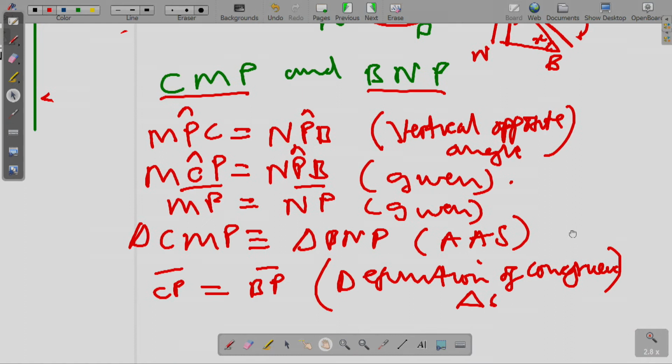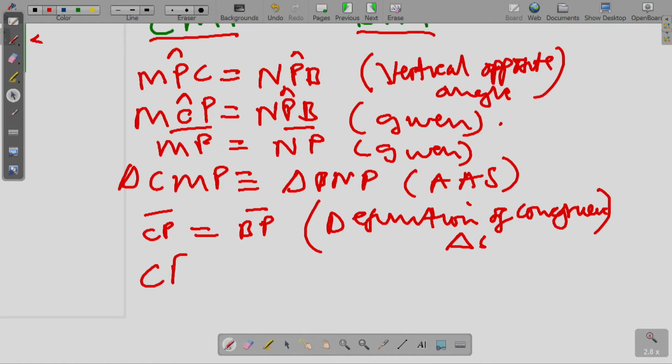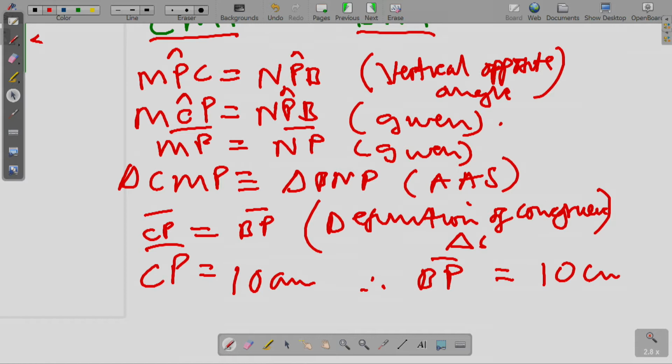And therefore we have the value of CP. CP is equal to 10 centimeters. Therefore, length BP is equal to 10 centimeters.